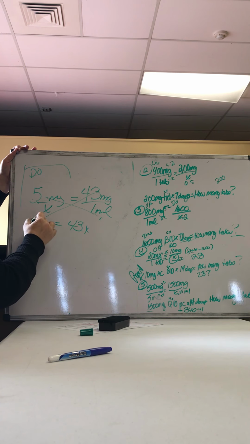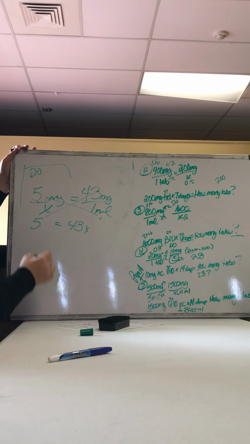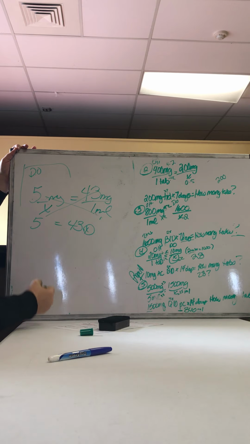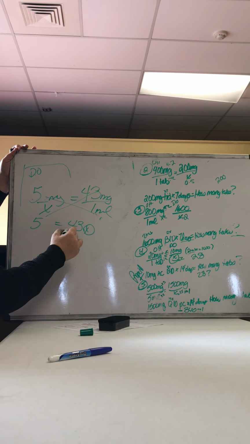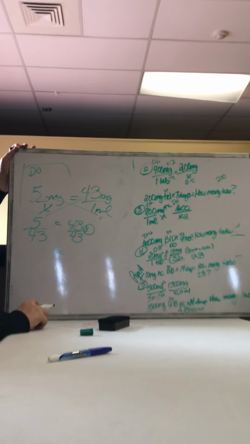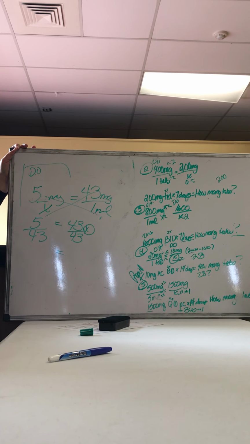5 times 1 is 5, right? And then that's it. And 43. So, what do we do to get that x off of there? Divide 43. Yes. 5 divided by 43 equals what? You can't do that in your head. That's a crazy one, but give me that answer.